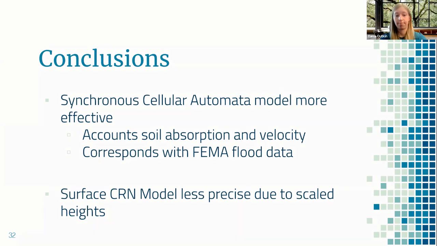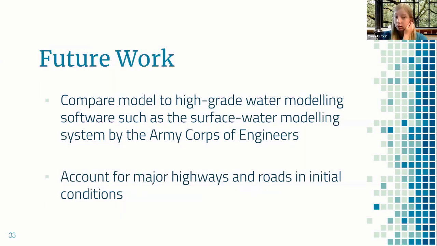So future work includes comparing the results of the synchronous cellular automata model to high-grade water modeling software, such as the Surface Water Modeling System created by the Army Corps of Engineers. It's very precise, but it's also difficult to learn how to use properly. Future work also includes accounting for major roads and highways, as water is more likely to flow faster over paved surfaces, and it's important to predict which roads are in danger of flooding.